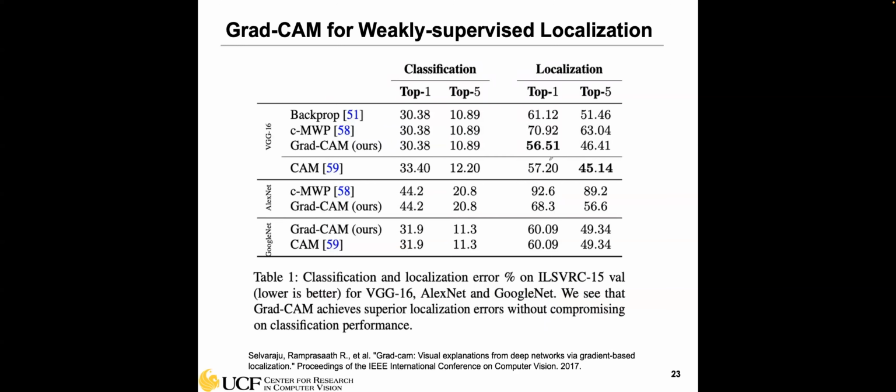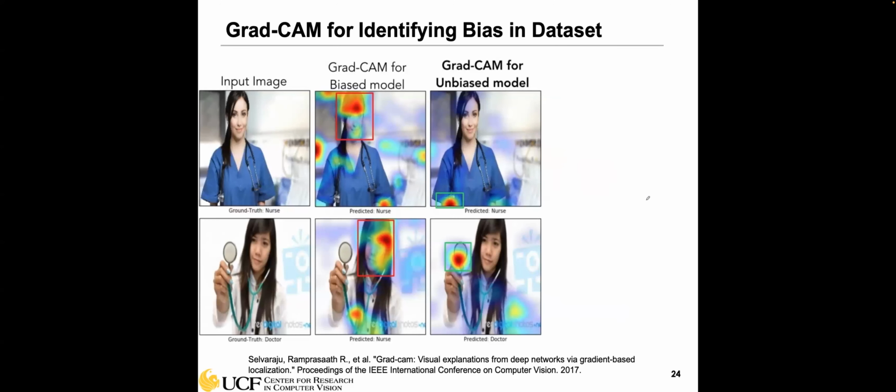And of course, Grad-CAM can also be used for weakly supervised localization, the same idea. So you train image classification, but you have the ability to localize the object within that image. And this is some of the localization accuracy comparison. And they also present a very interesting case study. Grad-CAM can also identify some of the biases in the data set. So here they provide an example, Grad-CAM for a biased model, and also Grad-CAM for an unbiased model.